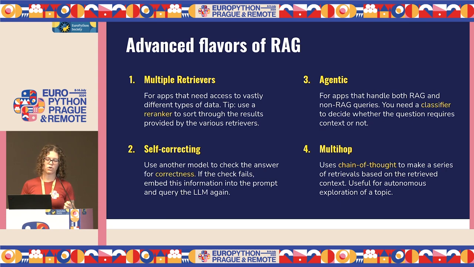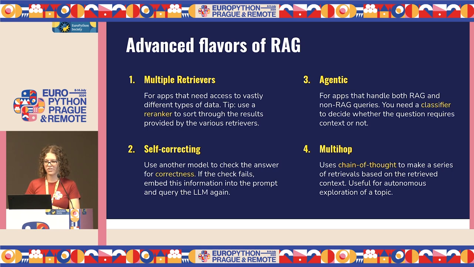Another fairly straightforward one is self-correcting. For example, at the end of the pipeline, before sending the answer to the user, you might want to send it first to another LLM and check whether the other LLM also thinks that the answer is correct. If the answer is not correct, you may want to send it back to the retriever and do another loop. So self-correcting is designed to catch hallucinations by just double checking. It's not foolproof, but it can catch some errors. You are again reducing a little bit more the probability of hallucinations. So it might be worth it depending on your application.